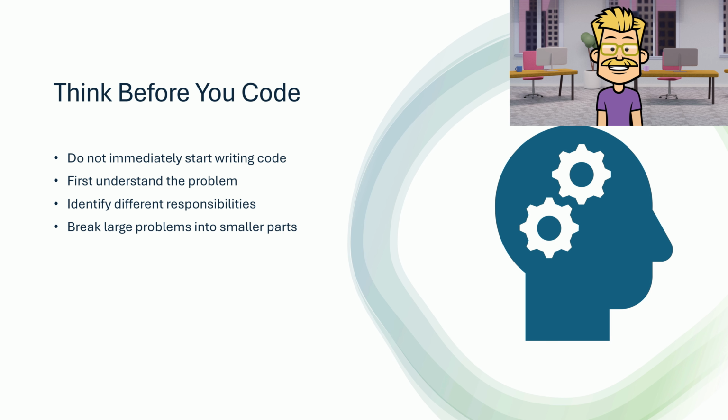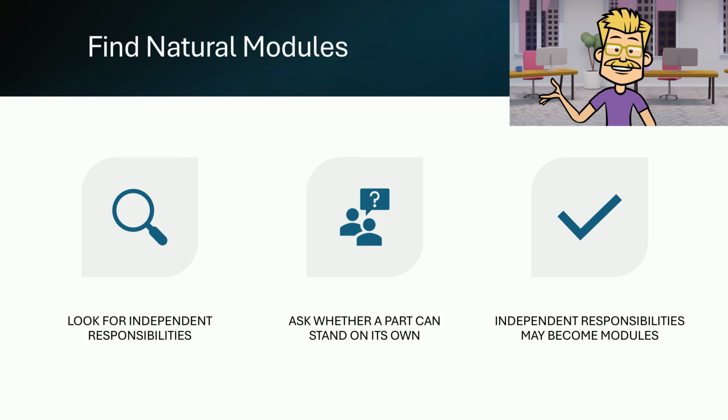Now let's discuss the mindset behind modular code. Good programmers do not immediately start writing code. First, they think about the problem. They identify the different responsibilities involved. A useful question to ask is, can this part of the program work independently from the others? If the answer is yes, it may deserve its own module. This problem-solving approach helps you design cleaner software from the beginning.